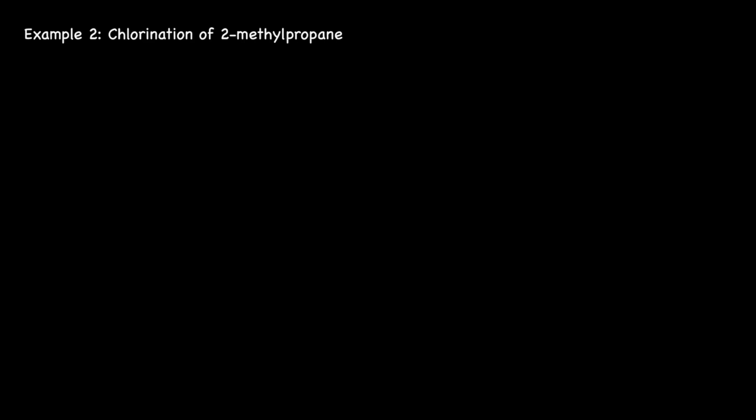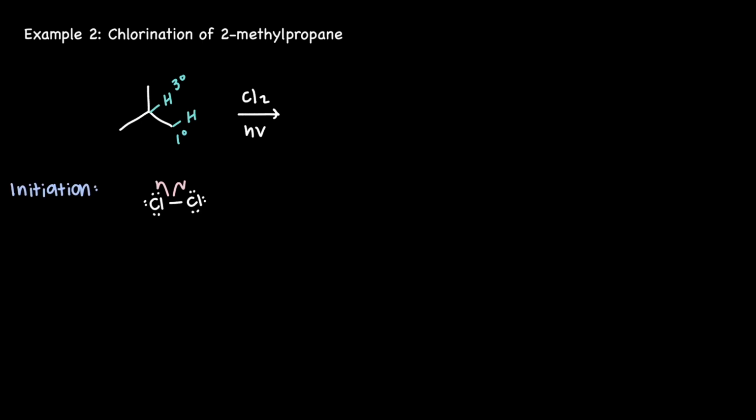Example 2, chlorination of 2-methylpropane. Now let's examine 2-methylpropane reacting with chlorine under light. In this molecule, chlorination may occur at the tertiary hydrogen or at any of the 9 equivalent primary hydrogens. First, we have the initiation step. Light causes the chlorine-chlorine bond to break, generating two chlorine radicals.